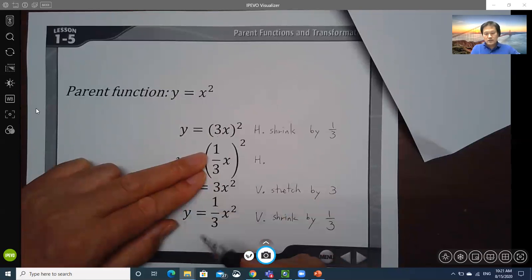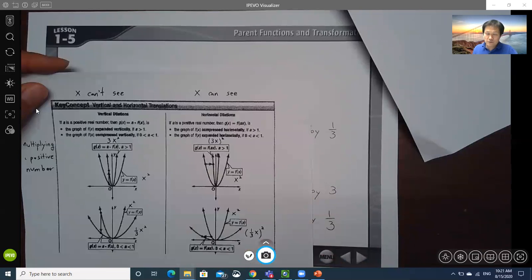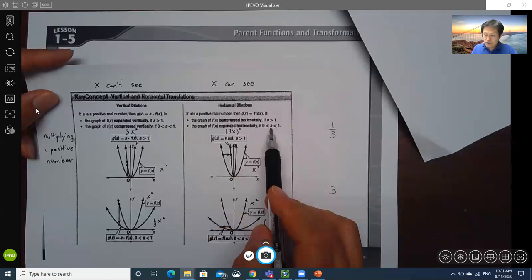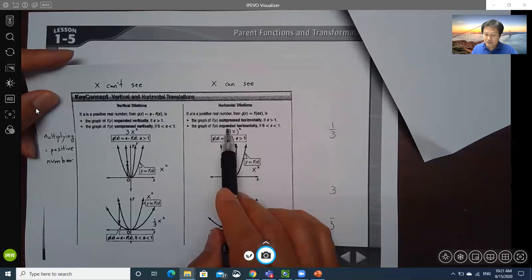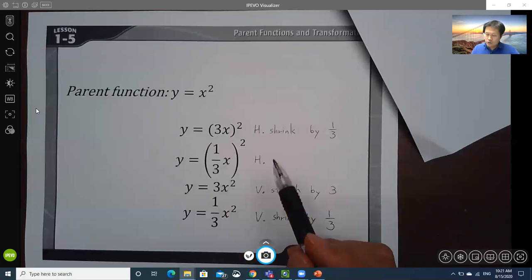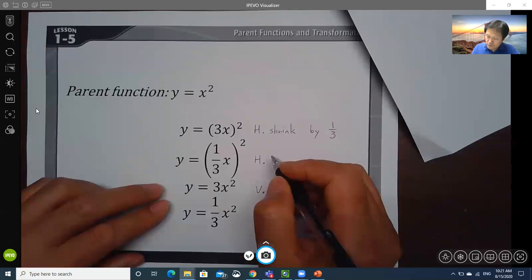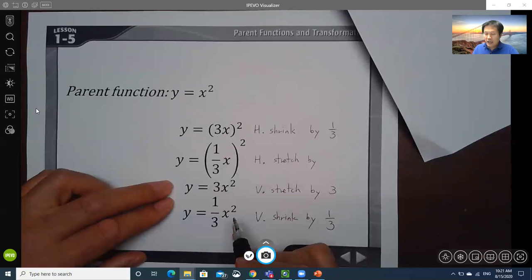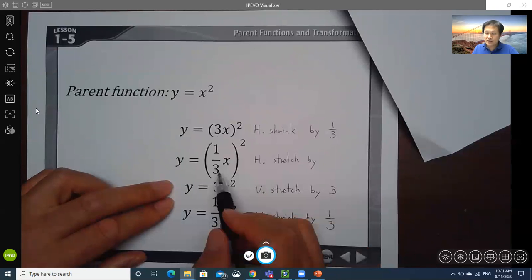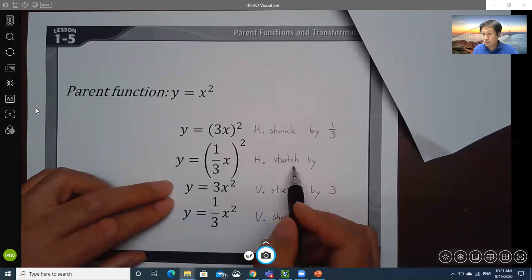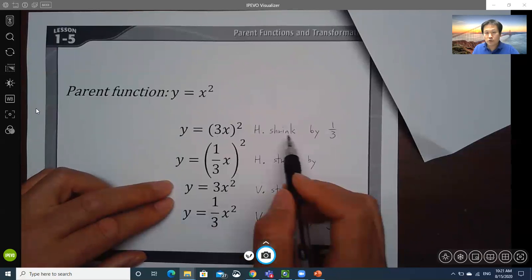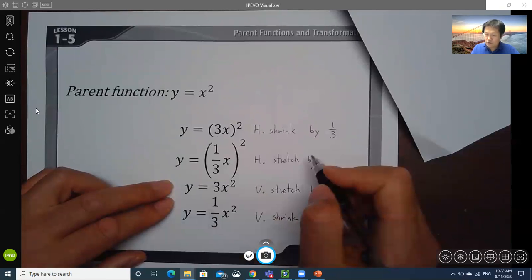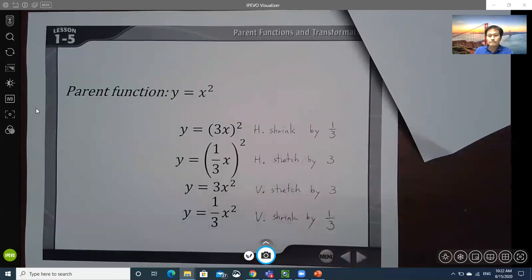Okay? If that's confusing, take a look at this reference paper. Horizontal, A is less than 1. It should be expand, which means stretch. So you have horizontal stretch by, flip it. You cannot stretch by 1/3, it doesn't make any sense. Stretch should relate to a big number. Shrink should relate to a smaller number. Horizontal stretch by, flip it. So 3 over 1, which is 3. Okay?